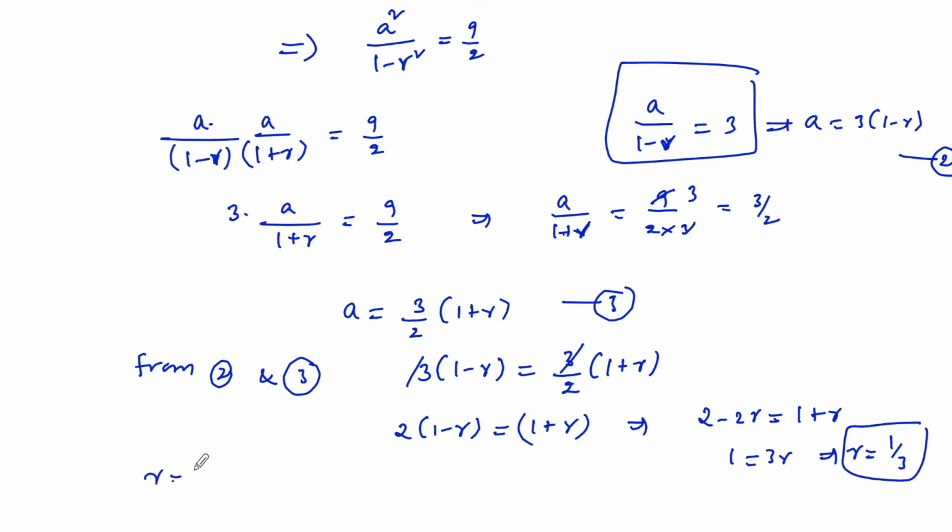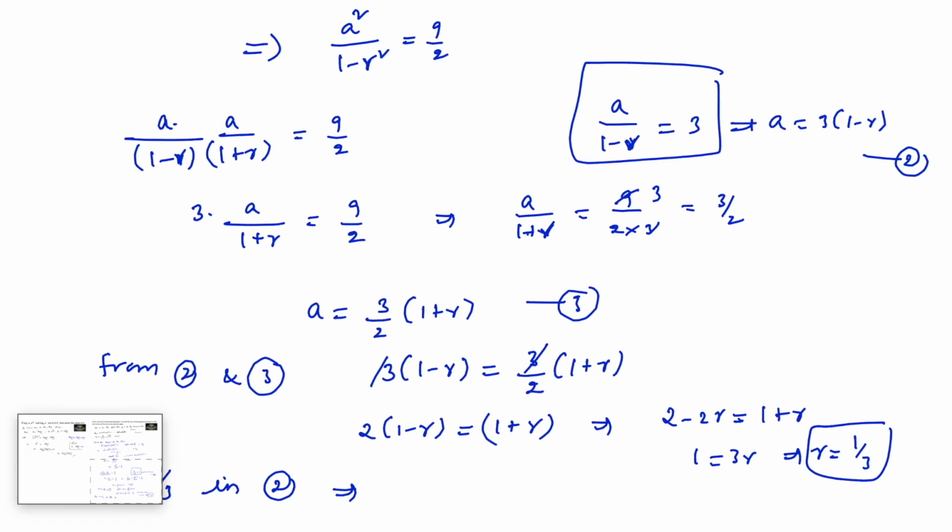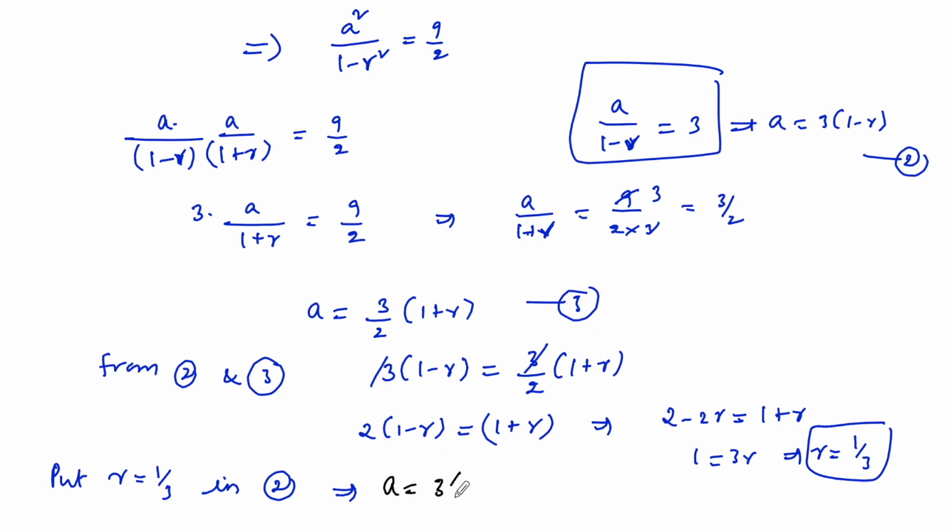Substituting r is equal to 1 by 3 in equation 2, which implies that a is equal to 3 times (1 minus 1 by 3), which is equal to 3 times (3 minus 1) upon 3, which is equal to 2. Therefore we can say the first term is 2 and the common ratio is 1 upon 3.